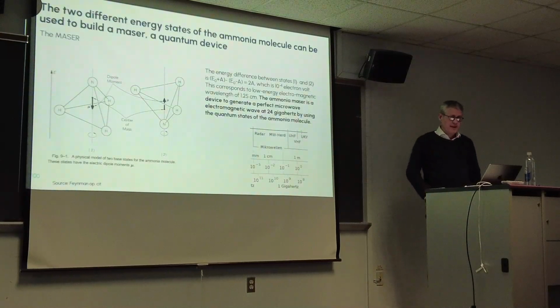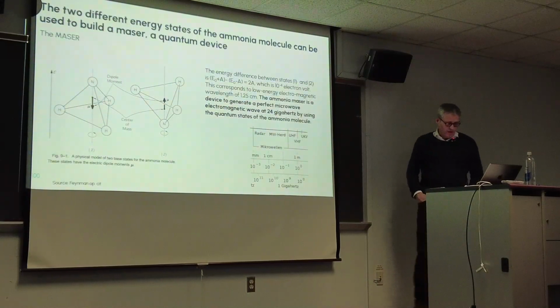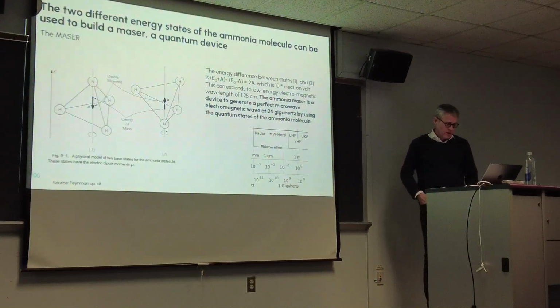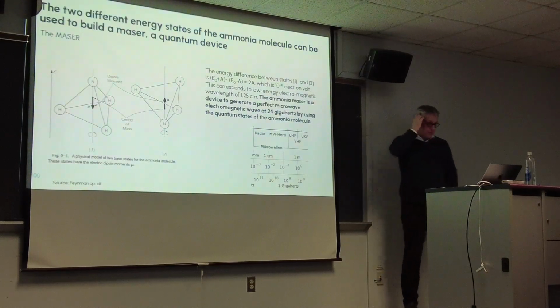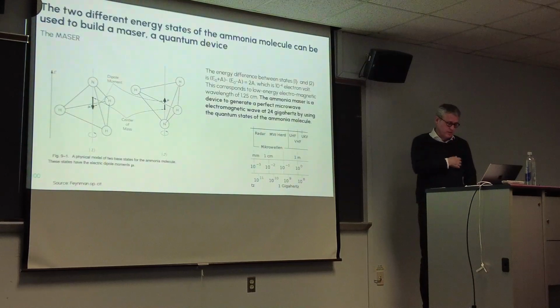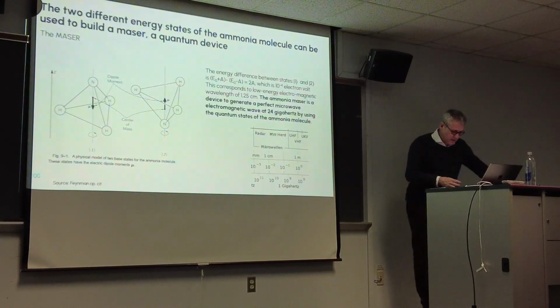Yeah, and so this wavelength is basically the wavelength of the energy of the photon that is emitted when you switch the state of the molecule. And so what happens, the ammonia MASER is a device to generate a perfect microwave electromagnetic wave at 24 gigahertz by using the quantum states of the ammonia molecules.